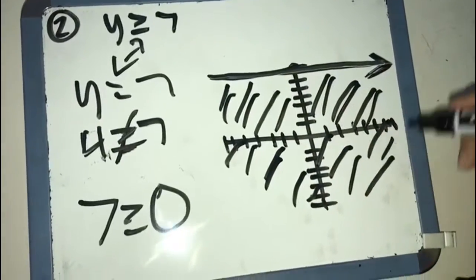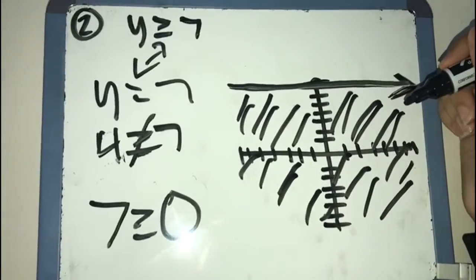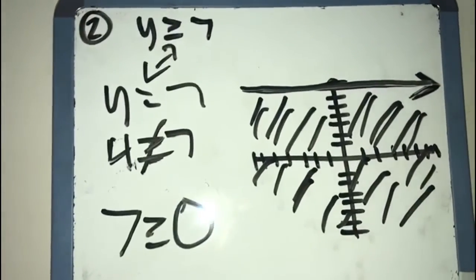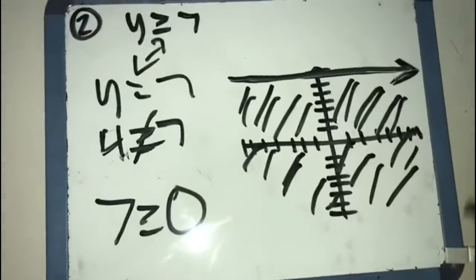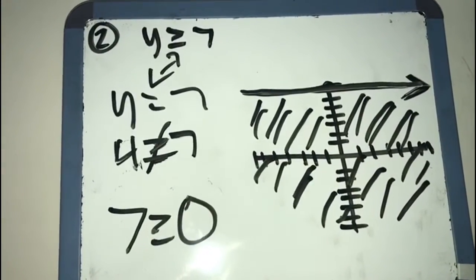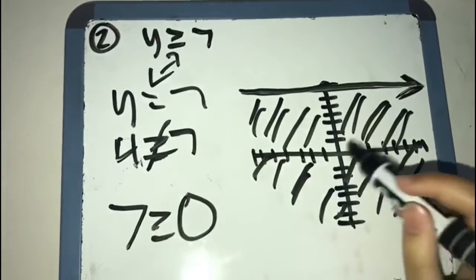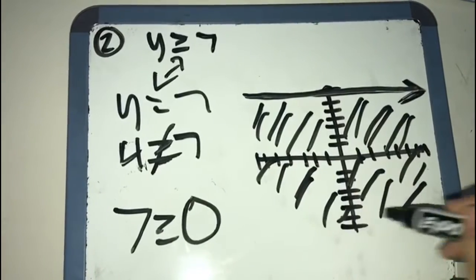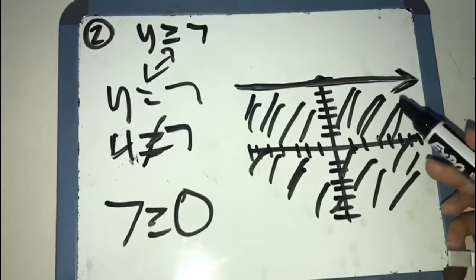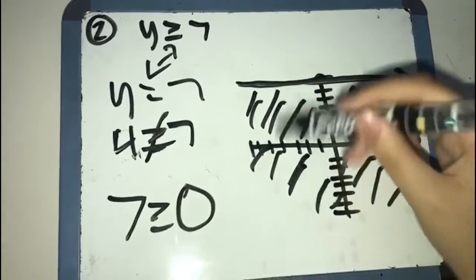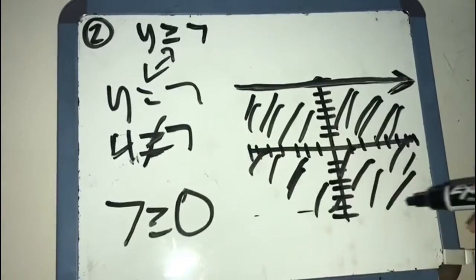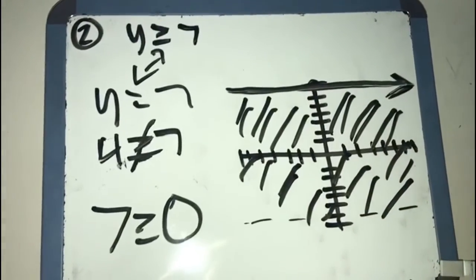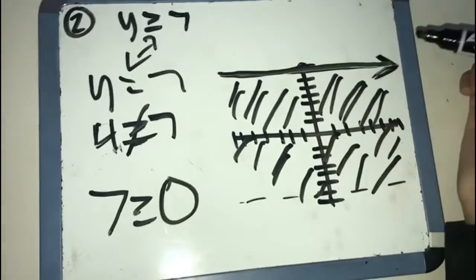And this is how it's going to look when you shade it. So basically, this is how it looked. But if it was less than or equal to, it would be different. Less than or equal to would basically be on this side. It's just the opposite of greater than or equal to. The less than or equal to would be going down, so if you did one here, it'd be going the other way instead. Okay. So this is how it looks when you graph y is greater than or equal to 7.